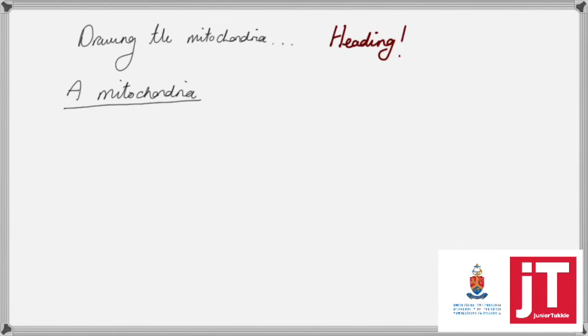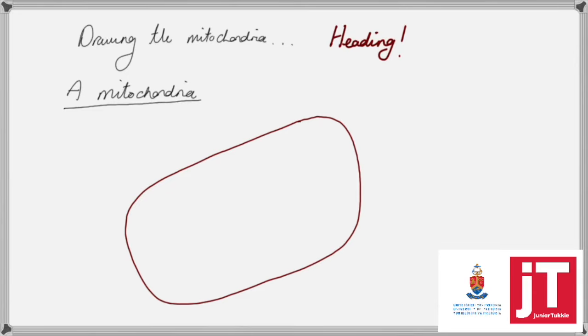All right, so the first thing we need to look at is when we draw the mitochondria, we need to represent its shape correctly. Okay, so what does this mean? It means that a mitochondria does not look like a soccer ball. It's not round. It's elongated. It's more of an oval shape. So we need to make sure we represent that shape correctly.